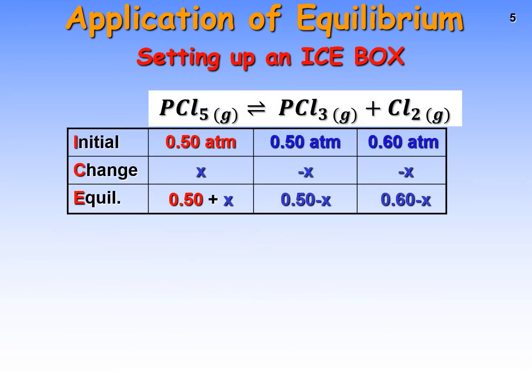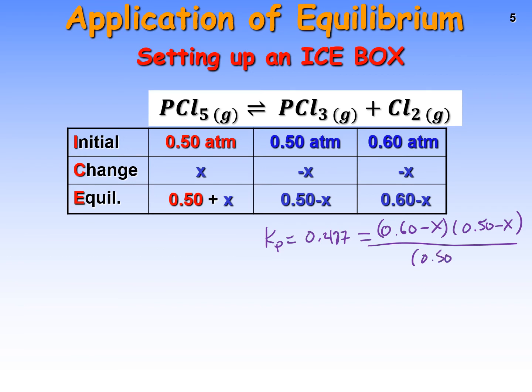And now we can solve our quadratic equation to solve for x. We've got to set it up, right? We know Kp is equal to 0.497, and that's equal to 0.60 minus x times 0.50 minus x, all over 0.50 plus x.